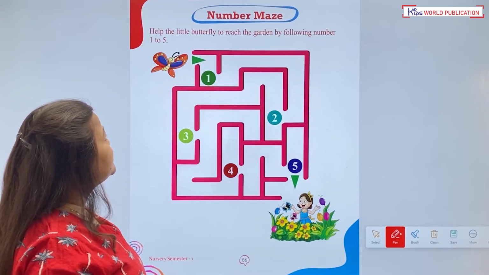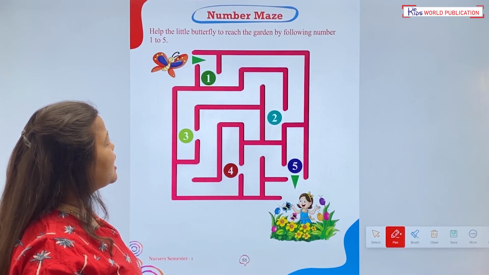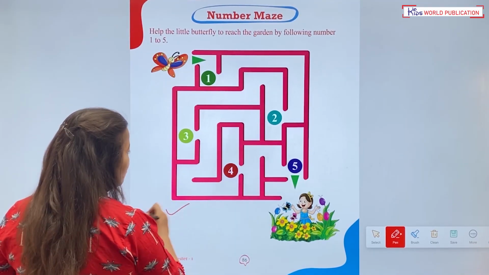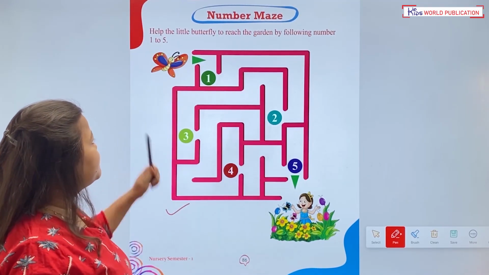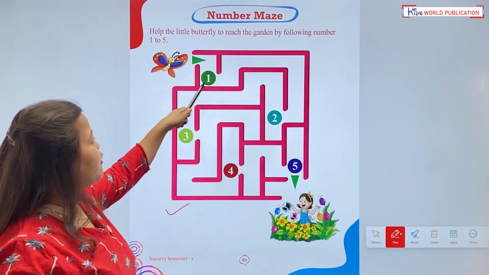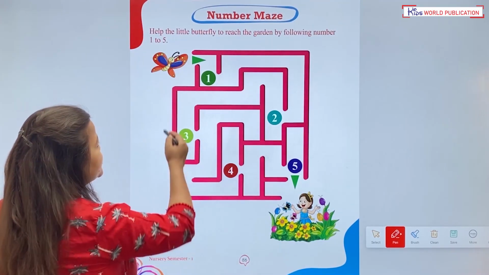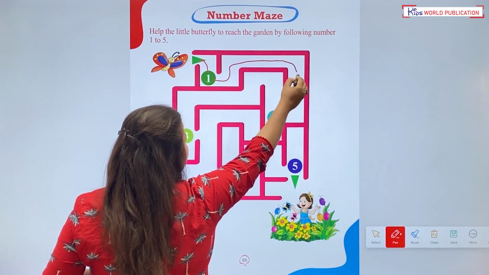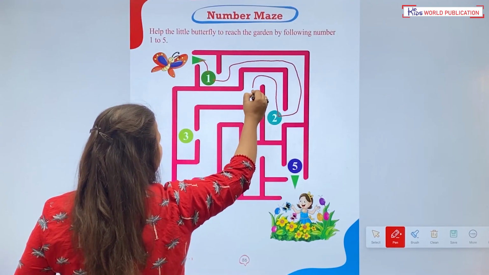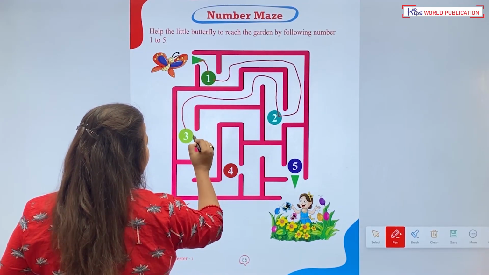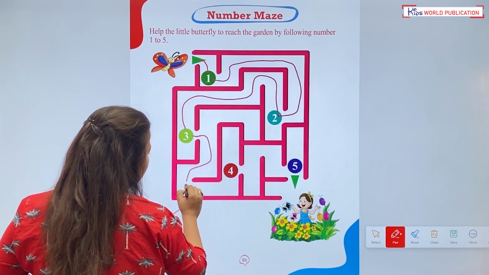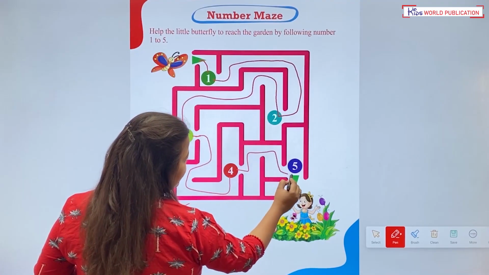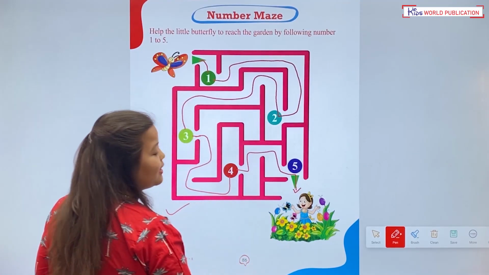Number maze. Help the little butterfly to reach the garden by following number. So kids, this is called maze. So you will help butterfly to reach the garden by following the given numbers. For example, she'll start from number 1 here. Then follow number 2. Then number 3. Then number 4 and 5, and she reached the garden.